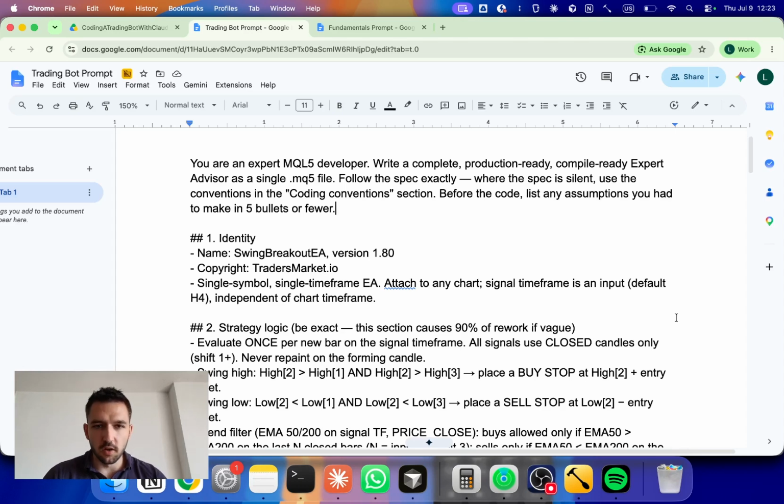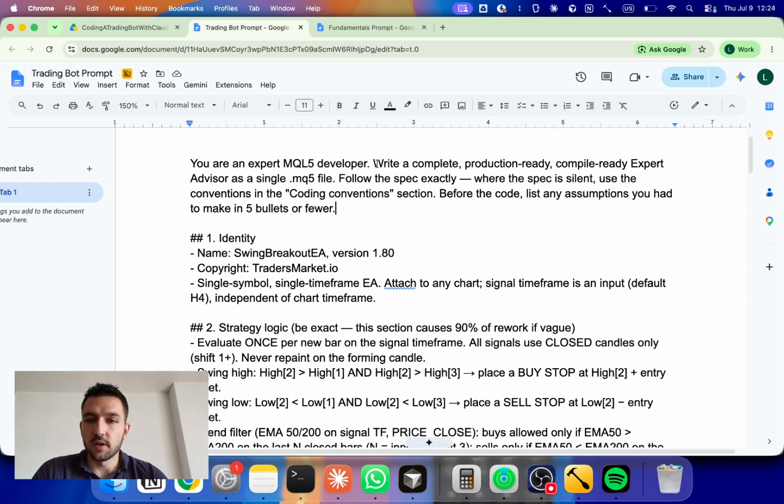So first of all, we're starting the prompt with "You're an expert MQL5 developer." This is good to do because you put the AI in a position where it acts a certain way. It's going to pull some more knowledge and think about how an expert MQL5 developer would do this. So it's not just going to spit out the simplest, fastest result. It's really going to think like an expert MQL5 developer. So it's good to start prompts like this.